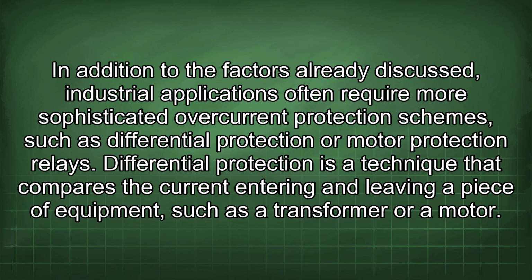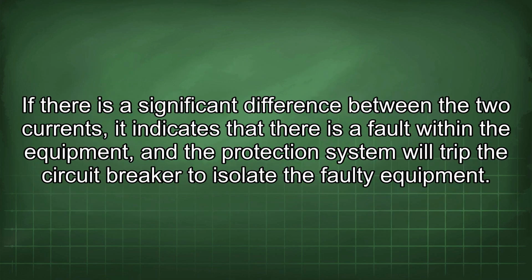In addition to the factors already discussed, industrial applications often require more sophisticated overcurrent protection schemes such as differential protection or motor protection relays. Differential protection is a technique that compares the current entering and leaving a piece of equipment such as a transformer or a motor. If there is a significant difference between the two currents, it indicates that there is a fault within the equipment, and the protection system will trip the circuit breaker to isolate the faulty equipment.